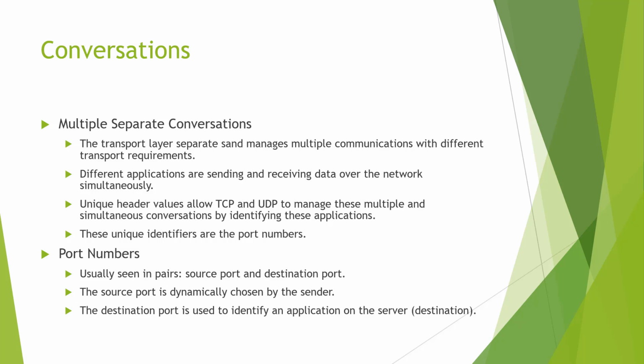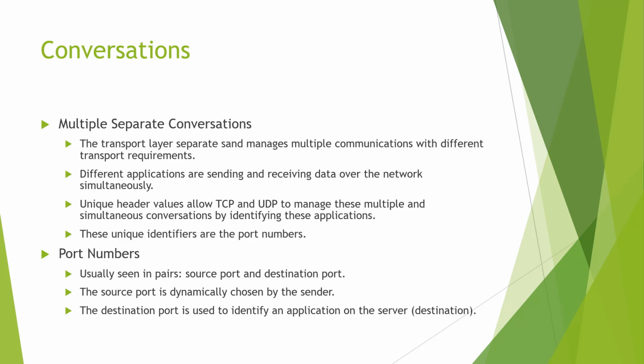Both TCP and UDP have their own unique header values. These values allow for the manageability of those simultaneous communications. A header is what actually precedes the data packets. The header will have all of the detailed information used to accomplish that layer's functionality.